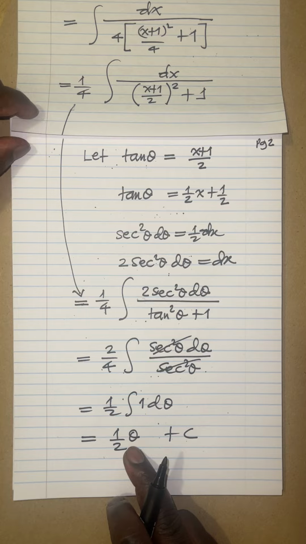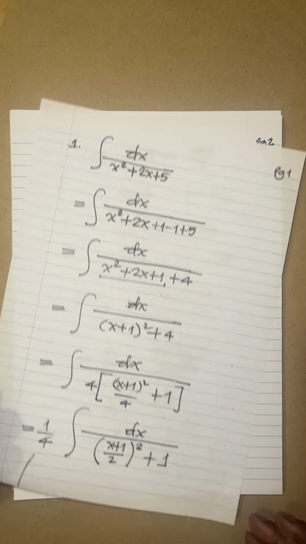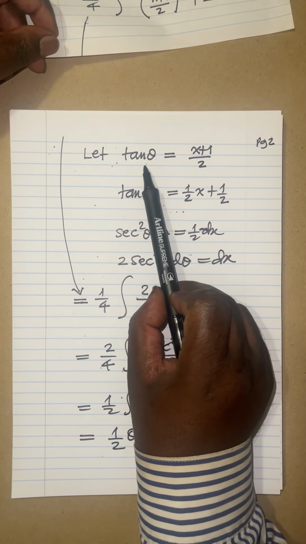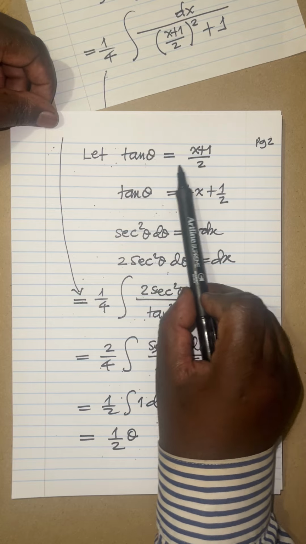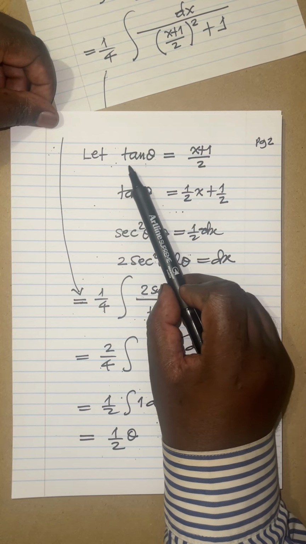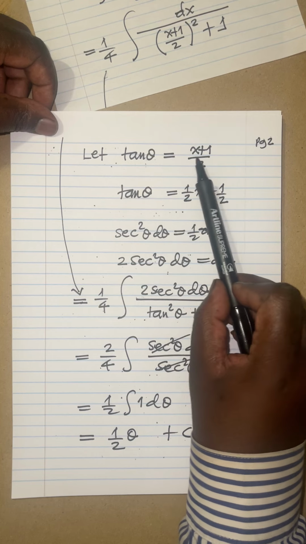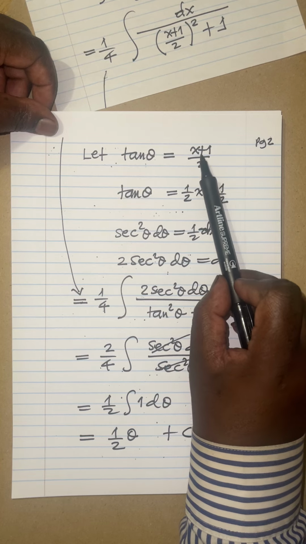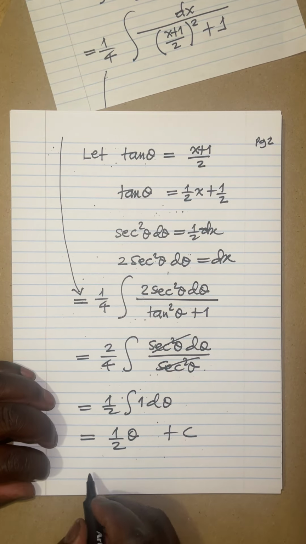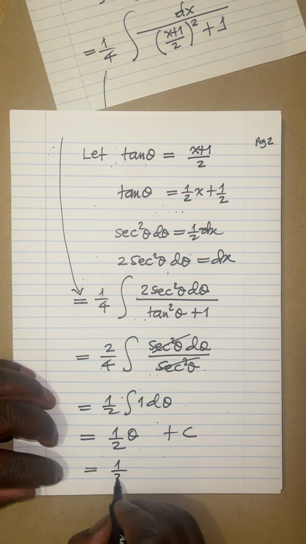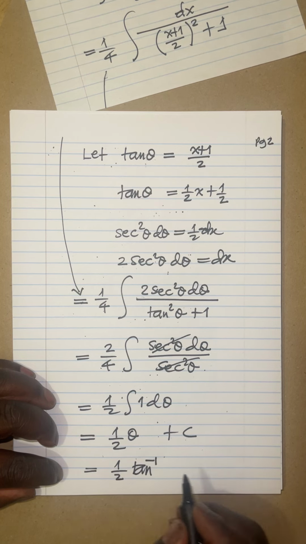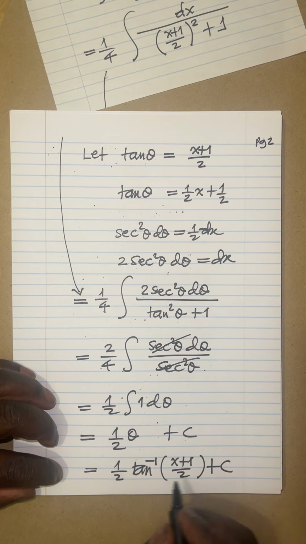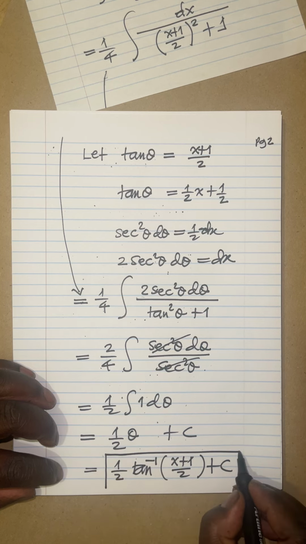Now we must go back and check what is theta, the relationship between our original variable and this theta variable here. If you check there, tan theta equals this, which means if I want theta, I'm going to have to take tan inverse or the arctan on both sides. So theta is going to be the inverse tan of x plus 1 all over 2, or arctan of x plus 1 all over 2. So this one then gives us our final solution of 1 over 2 inverse tan or tan inverse of x plus 1 all over 2, and then we have to say plus a constant c. So that is our final solution to our question 1.